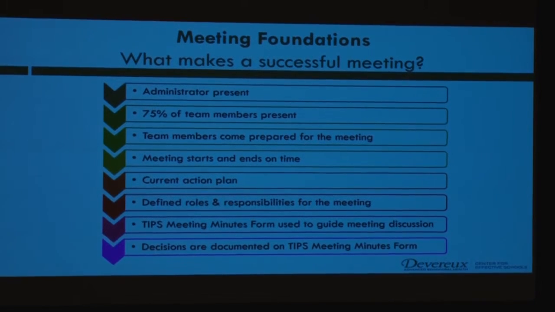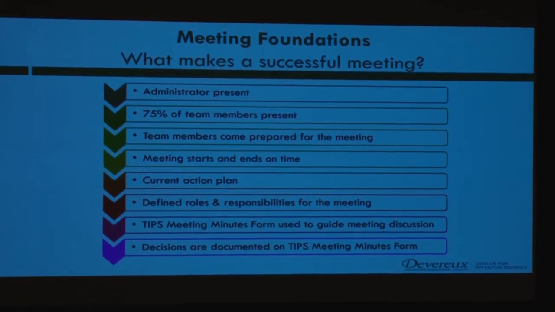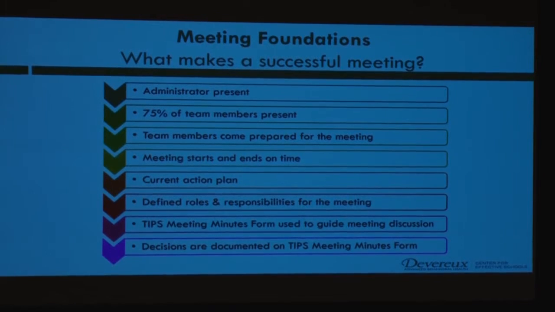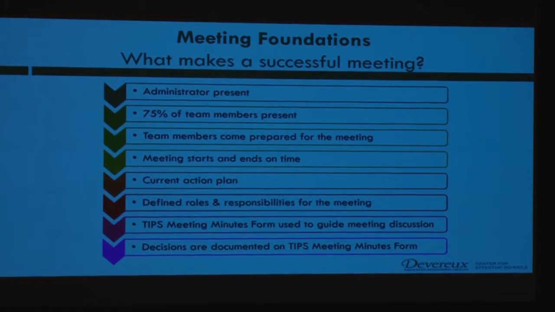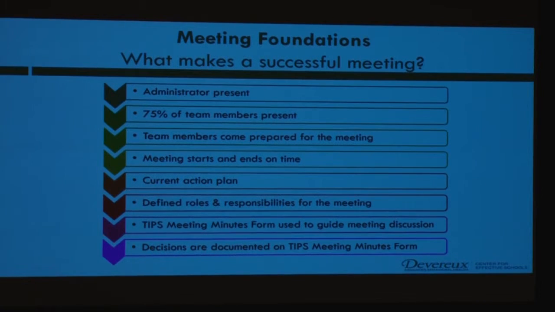Our meetings start and end on time. We always have our action plan with us so that we can review it. We've defined the roles and responsibilities for the meeting, and we're going to talk more specifically about what that looks like. Our meeting minutes are in a form so that we have something physical to reference, and our decisions are documented so that all staff is aware, and we're not just recalling from memory.